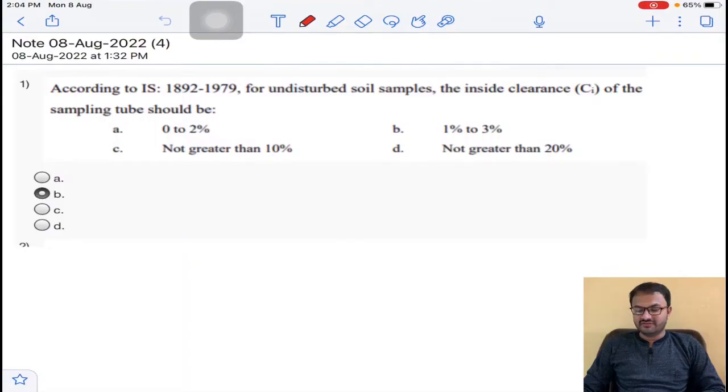Today I am going to solve the second assignment of Foundation Engineering. If you haven't watched the first assignment of Foundation Engineering, first watch that assignment, then only you can solve the problems related to problems in this assignment. Okay, let's start.